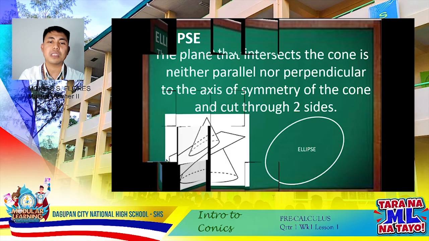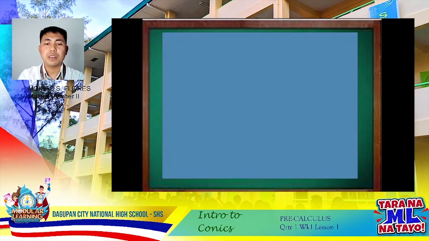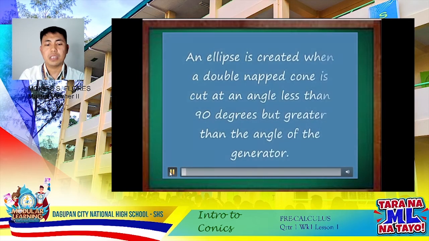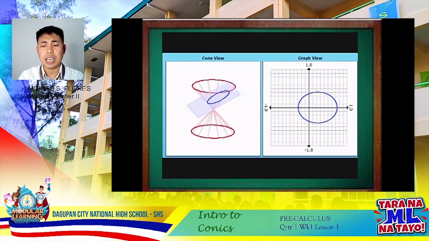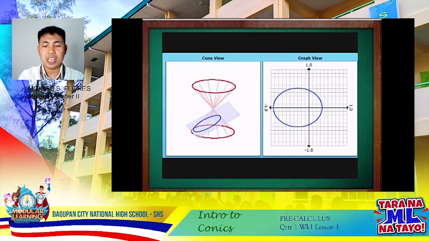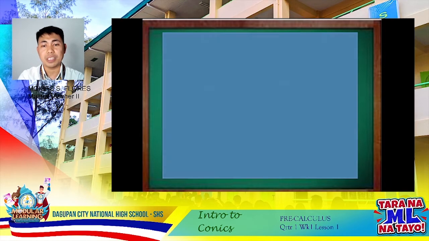Let's watch this again with another clip. How do ellipses form? An ellipse is created when a cone is cut at less than 90 degrees but greater than the angle of the plane. Observe as the plane moves on the cone. Just like the circle, once the plane reaches the apex of the cone, it degenerates to a point. So again, for both circle and ellipse, it degenerates to a mere point.